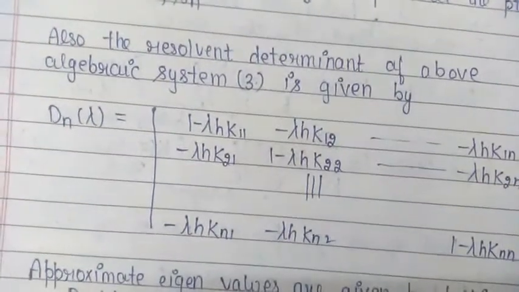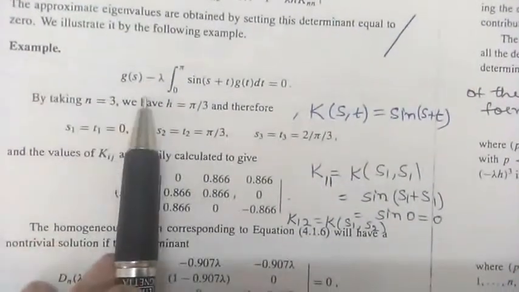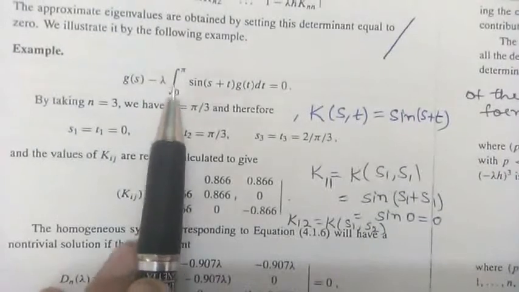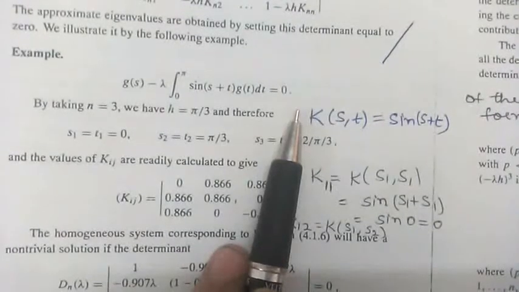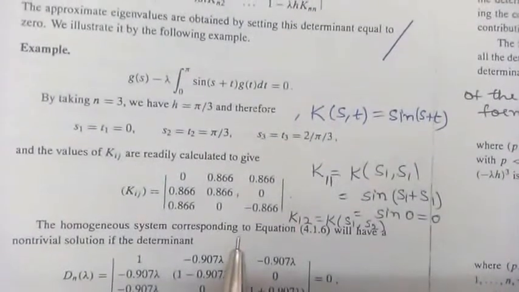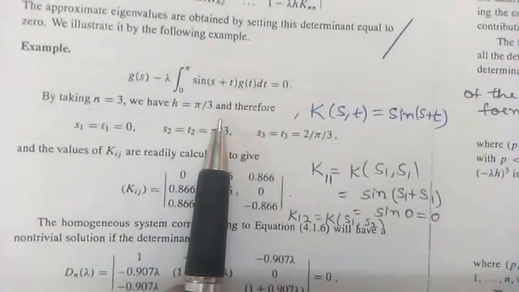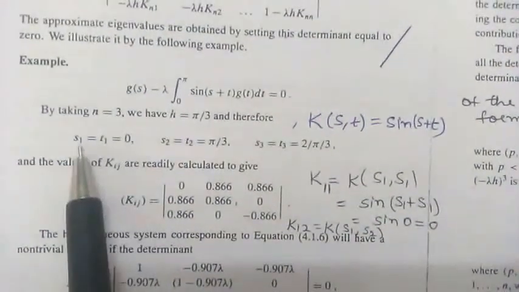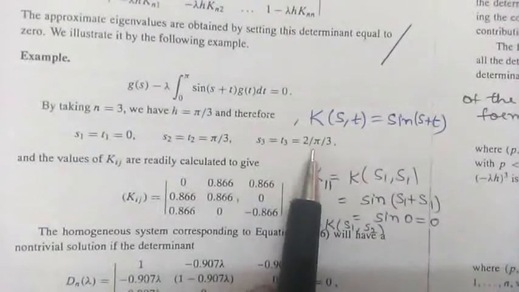Now let us see a problem based on this method. The problem is: solve the integral equation g(s) minus lambda integral 0 to pi sin(s plus t) g(t) dt is equal to 0. We'll solve this equation by using this Fredholm method of solution. Firstly we will have to take the points of division. So we have taken n is equal to 3 and h is equal to pi by 3. Now taking s1 and t1 equal to 0, s2 and t2 equal to pi by 3, and s3 and t3 equal to 2 pi by 3.